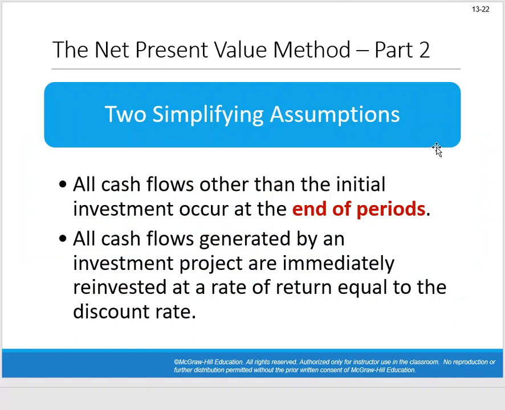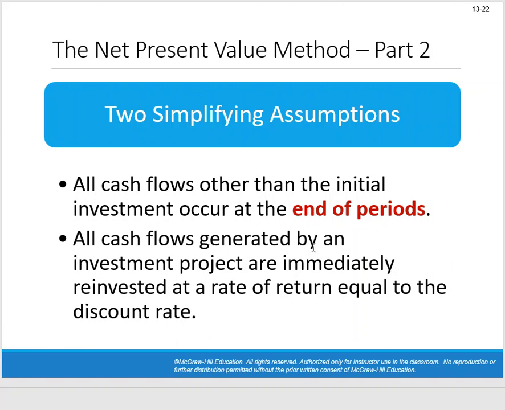Now, to do NPV calculations, we have to make a couple of big assumptions, two simplifying assumptions. First, all cash flows other than the initial investment occur at the end of the period. Now, we don't know if that's true or not. It could be, it may not be, but we can't do this day by day. So we have to pick a date, and it's always going to be the end of the period.